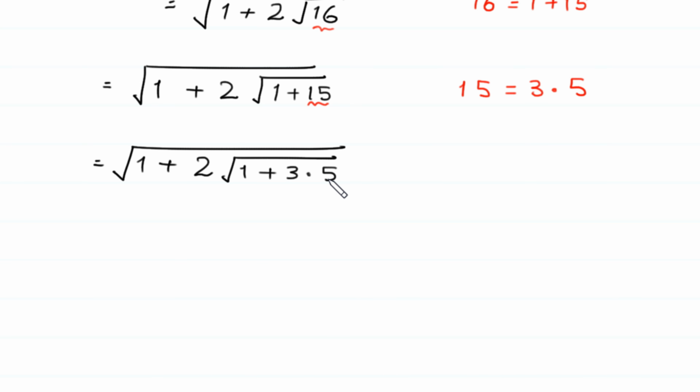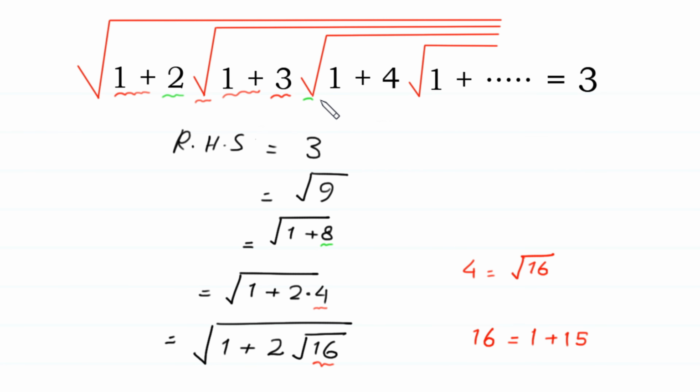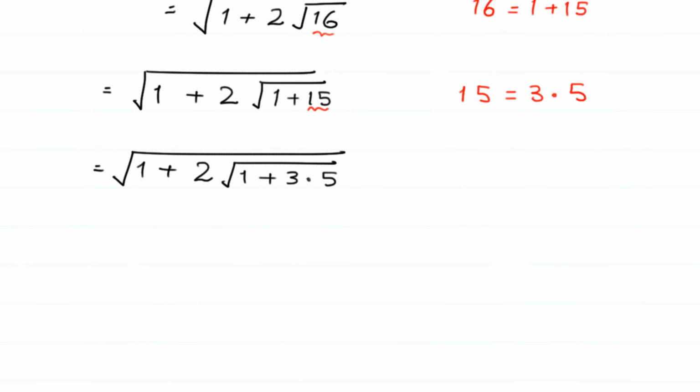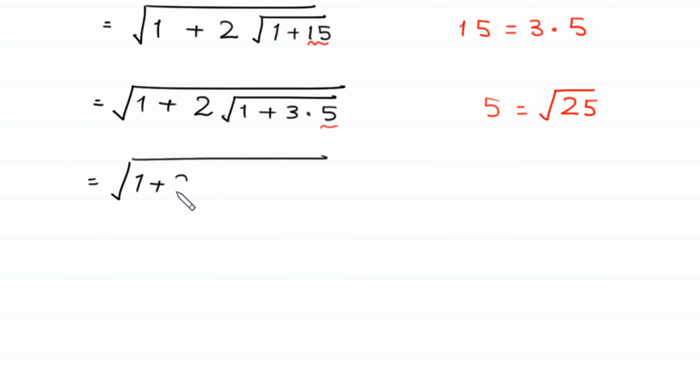Now because next in the series we have another square root, we replace this 5 with square root of 25, which is equal to square root of 1 plus 2 times square root of 1 plus 3 times square root of 25.